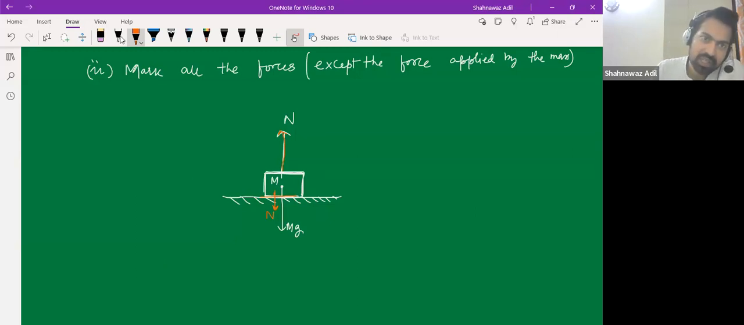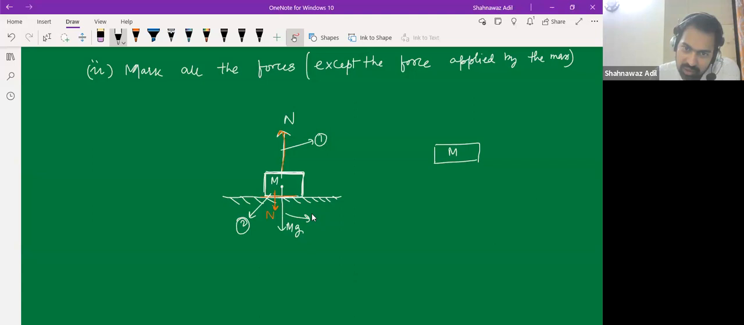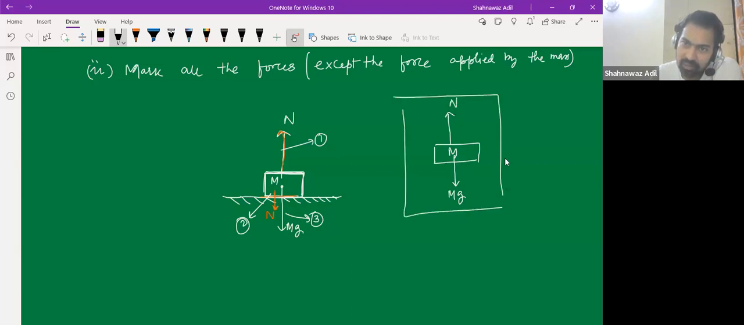But if we write the free body diagram, if we separately write this mass, how many forces are there? This is one, this one is two, and this one is three, right? But how many will we write? We will write only the forces applied on this block, not by this block. So we will write the gravity, the weight, and this normal reaction. So this is the free body diagram of this block.